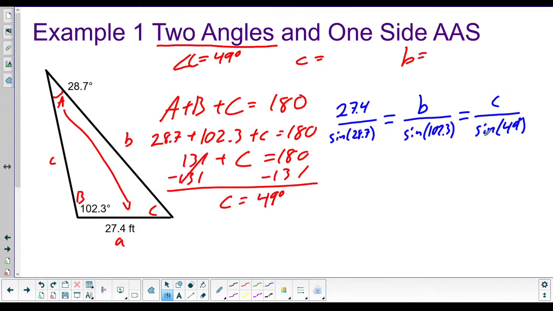So we know we can solve this using the law of sines, because if we look at this fraction right here, both the side length and the angle are filled in. So this is a complete fraction that we could plug into our calculator and get a number for. So let's go ahead and solve for, it doesn't matter. Let's go ahead and solve for B.